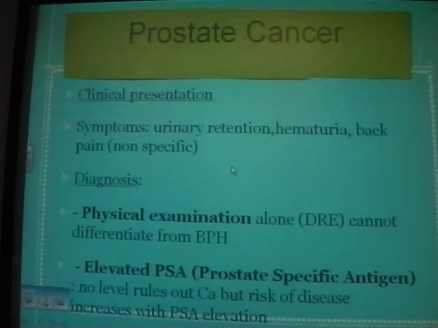Elevated PSA, you all know what PSA is. The important thing is that no level of PSA can rule out the disease. Having a high PSA is very suggestive of the presence of the disease, but having a low PSA doesn't necessarily rule out its presence. So that's important to know. But the risk of cancer obviously increases with the level of PSA detected.